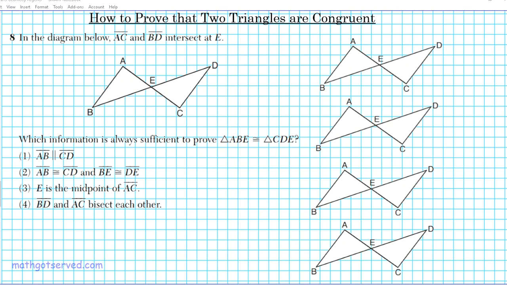All right, let's take a look at question 8. In question 8, we're going to be looking at how to prove that 2 triangles are congruent. Okay, so question 8 reads, in the diagram below, segment AC and BD intersect at E. Question, which information is always sufficient to prove that triangle ABE is congruent to triangle CDE?